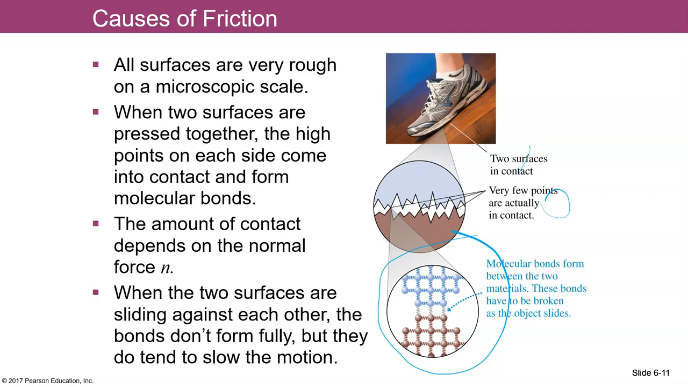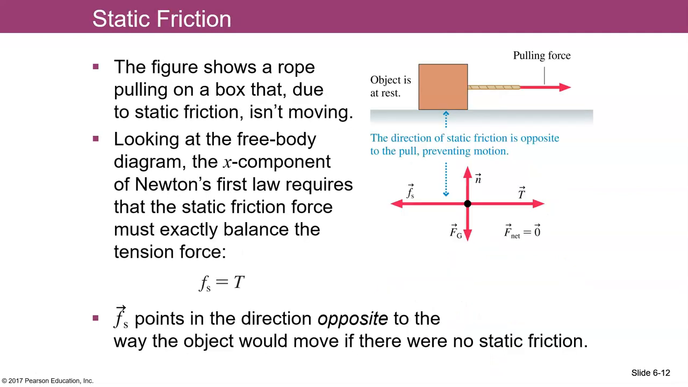And so we're going to find out that there's two kinds of friction. There's static friction, which is when the two objects aren't moving relative to each other. So these bonds form pretty strong. And then there's kinetic friction, which is when they're sliding. And so the bonds don't form fully, but they do tend to slow the motion that's occurring. So to start with, we'll talk about this idea of static friction. Again, this is when these bonds are really tight. And the figure shows a rope pulling on a box, and due to static friction, it's not moving.